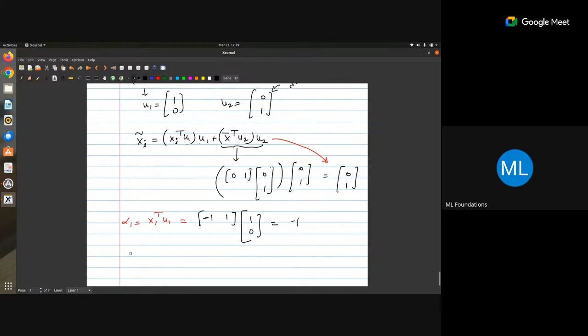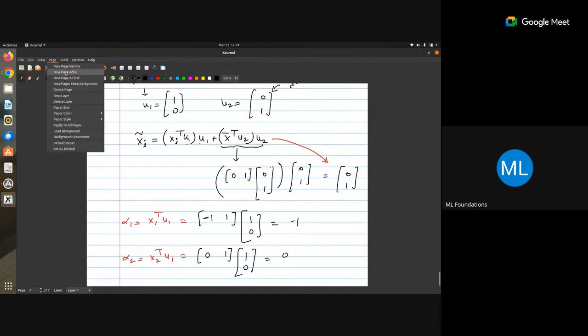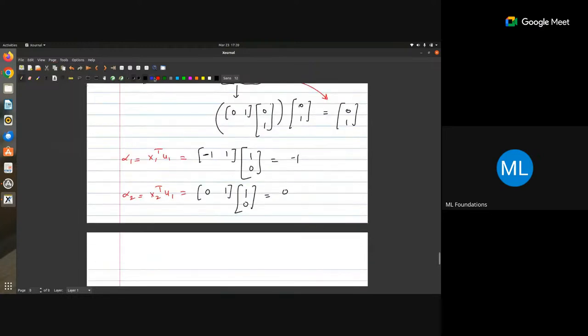What about alpha 2? These are the projections, okay? Because then the calculation becomes very easy while finding x1 tilde, x2 tilde, and so on. So alpha 2 is x2 transpose u1. What is x2? [0, 1]. And u1 is [1, 0]. So it's basically 0. What about alpha 3? X3 transpose u1. What is x3? [1, 1]. And u1 is [1, 0].